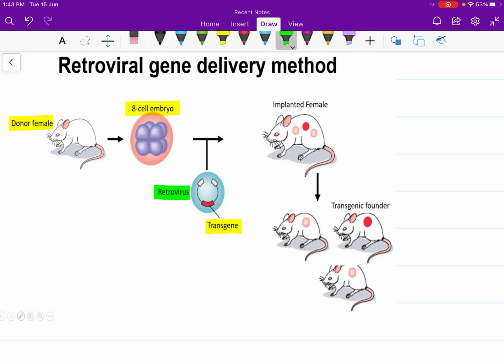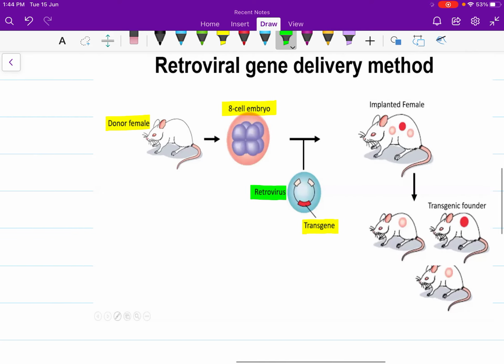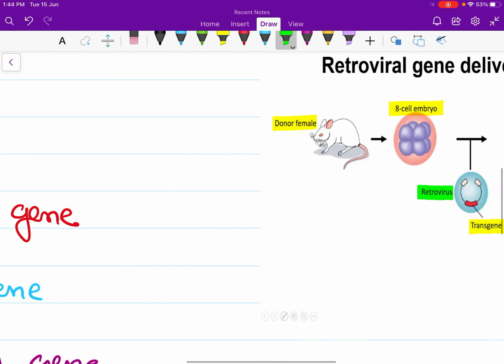In all the 8 cells a transgene will be inserted, and then the 8-celled embryo will be implanted again in the surrogate mother. Then the offspring that will be produced will again have the transgene, and it will be called a transgenic animal. So this is about how transgenic animals are produced.